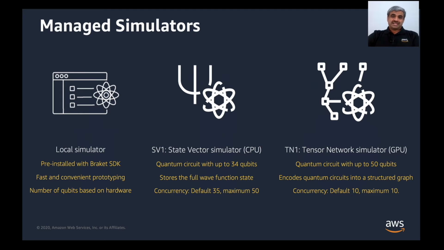The first of the managed simulators is called a state vector simulator, SV1 for short. It stores the full wave function state and sequentially applies gate operations. It stores all possibilities. The runtime for a task increases linearly with the number of gates. The next simulator is called a tensor network simulator, TN1. This encodes quantum circuits into a structured graph. The nodes consist of qubits and gates. The edges represent connections between the gates and or qubits.